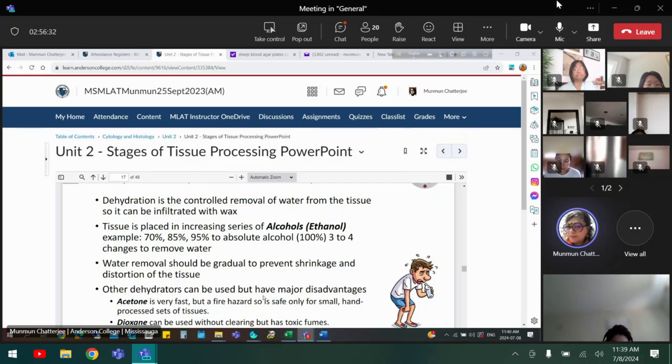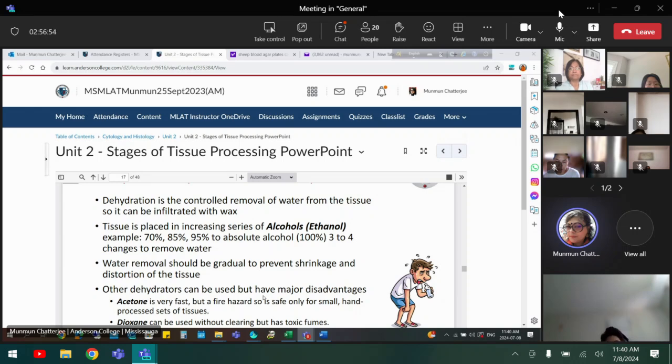There will be different jars like when you do the staining. You see the staining jars, right? In the lab. So you are going to dip it and bring it out, dip it and bring it out. You are going to take from the 70% to 85%, the tissue or slide, the cassettes. You have the cassettes right here.